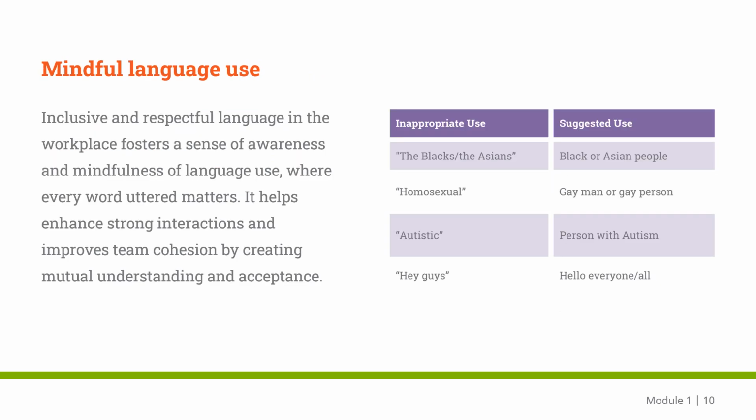In the food and beverage sector, it's important to use respectful and inclusive language. Instead of saying "the blacks" or "Asians," it's more appropriate to say Black or Asian individuals. Similarly, use "gay man" or "gay person" instead of "homosexual," and refer to someone as a person with autism rather than "autistic." Additionally, opt for inclusive greetings like "hello everyone" or "hello all" instead of "hey guys."